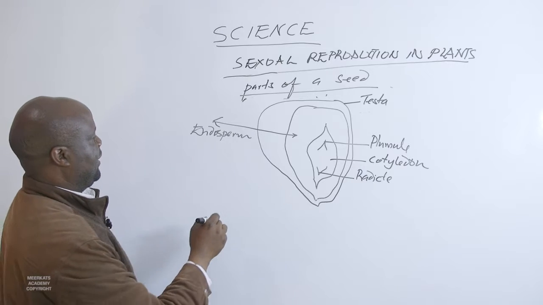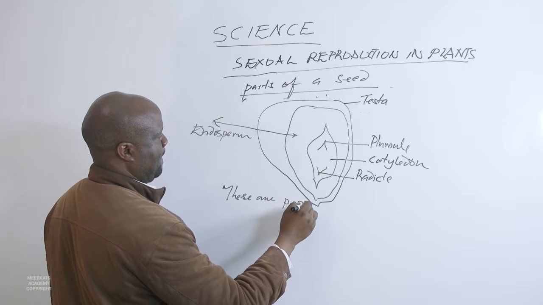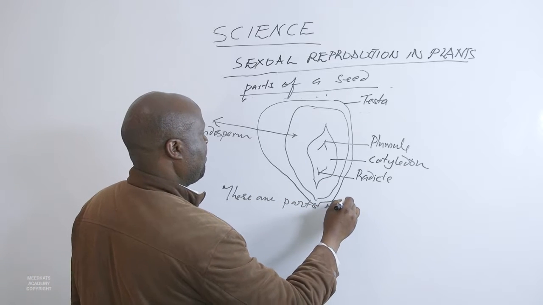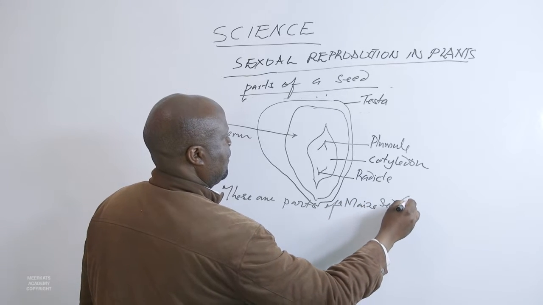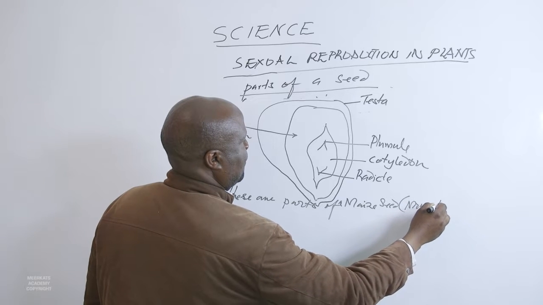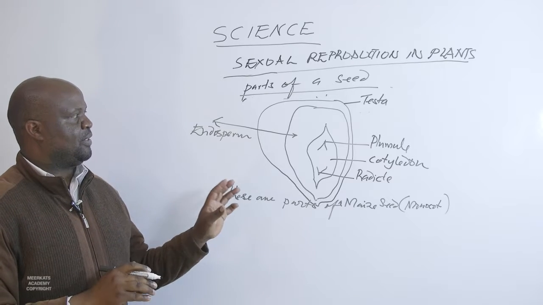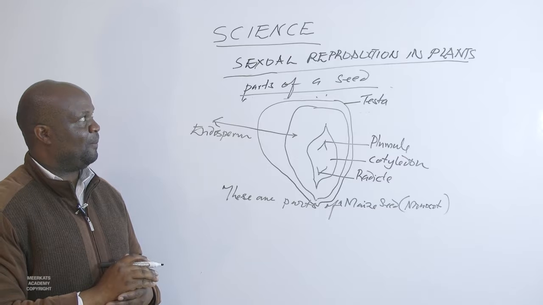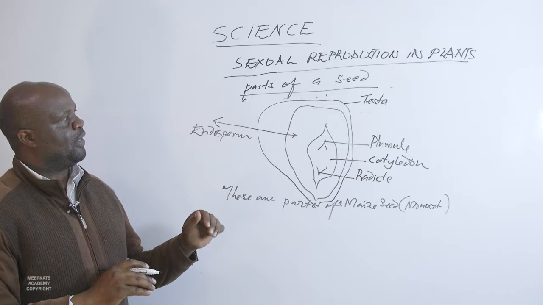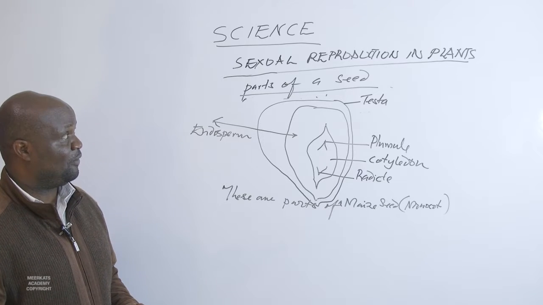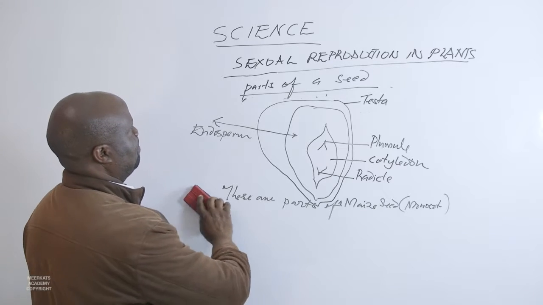So we can see it has got one coat, it's a monocot. This is the structure of the maize seed. That's how it looks. Maybe we have been writing these parts. We can discuss further the parts and functions of a dicot seed.